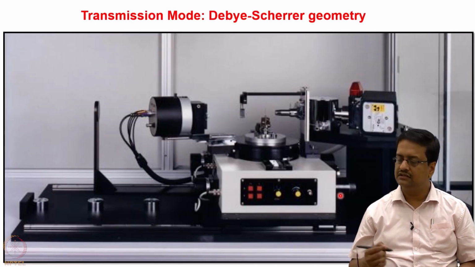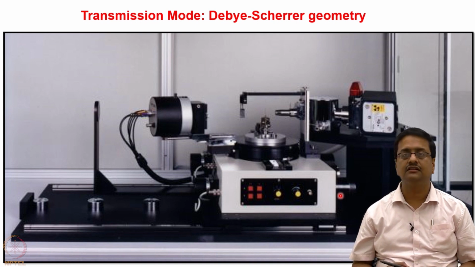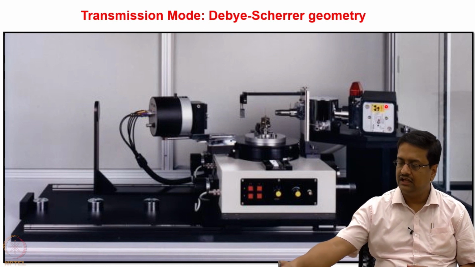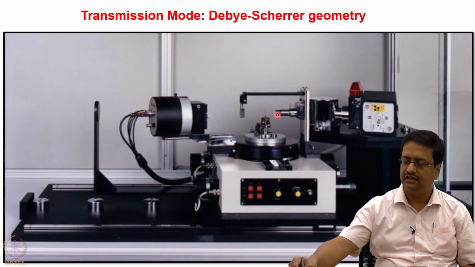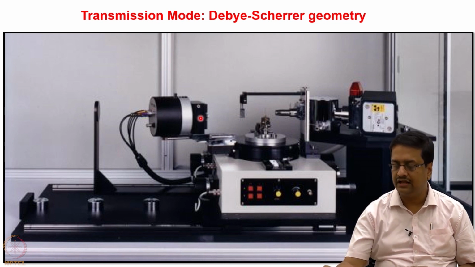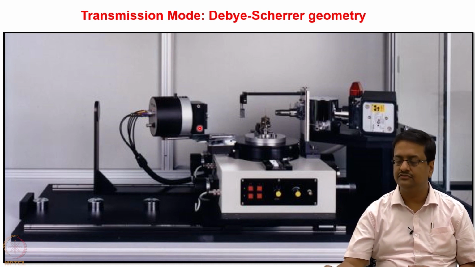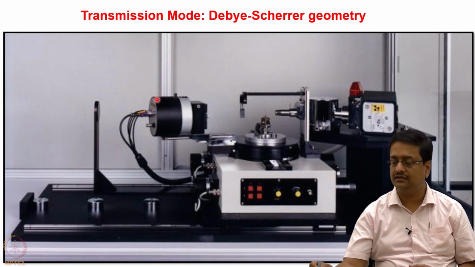This is a photograph of a diffractometer of a very old fashion, where the goniometer used to be mounted on the horizontal base. On the right hand side here we have the X-ray tube. The X-ray beam comes like that in the horizontal direction. In front we have a beam stop which stops the direct beam, and on the other end we have a detector, which in those days used to be wire-based detectors or position-sensitive detectors.